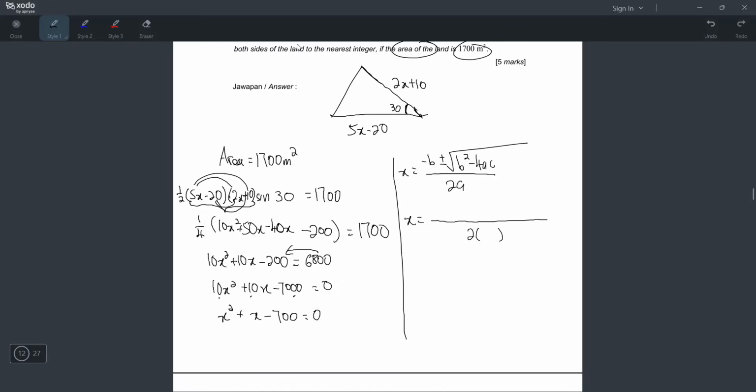Okay, the denominator is 2a, and the a is very straightforward. It's just 1, and then negative b. The b is also 1, and then plus minus square root of b squared minus 4ac. So b is 1, a is 1, but the c is negative 700.